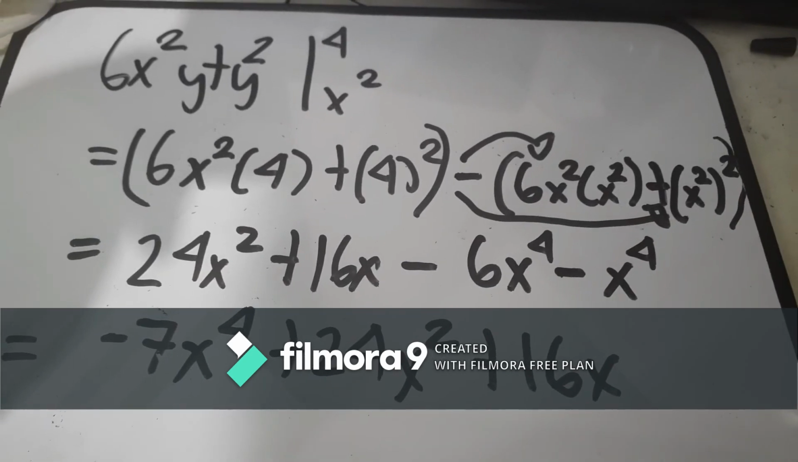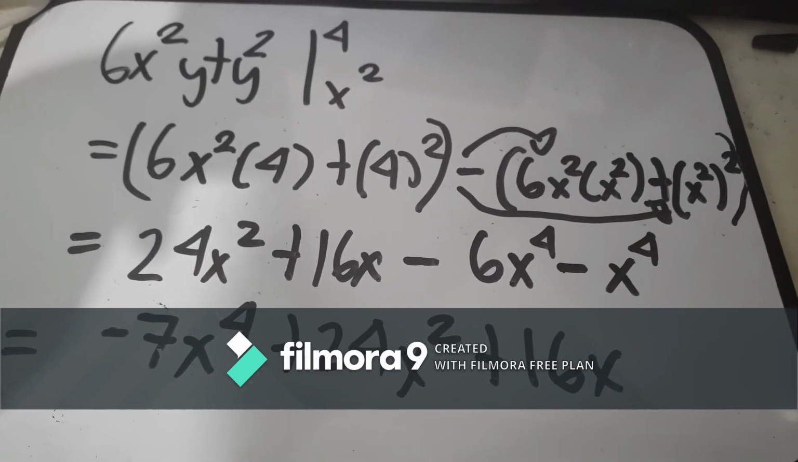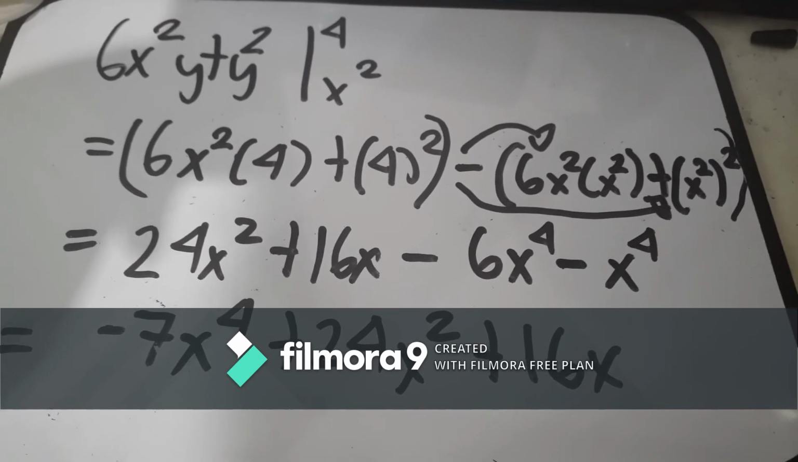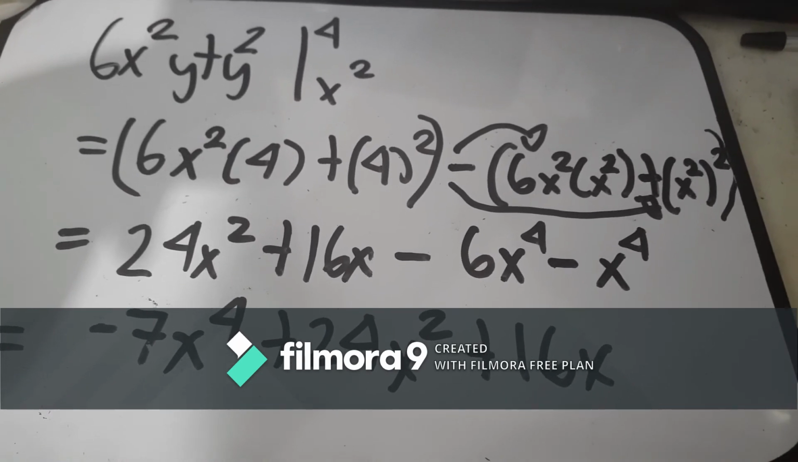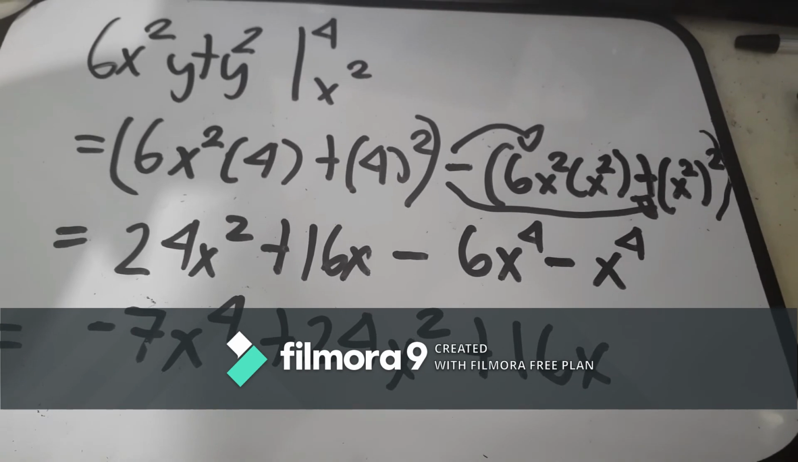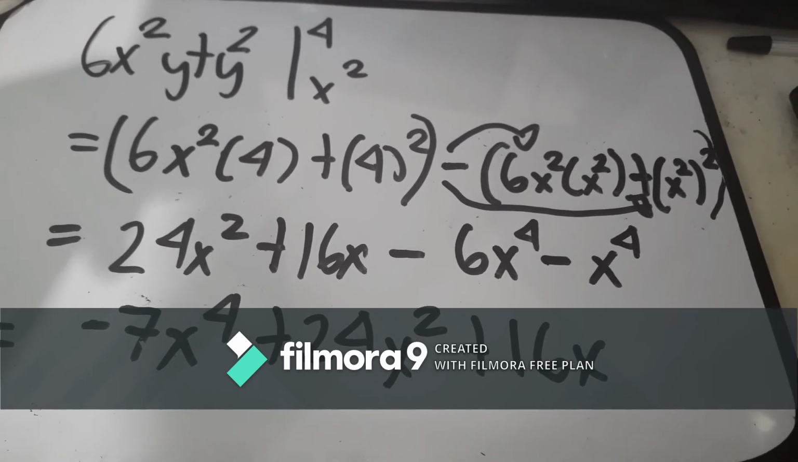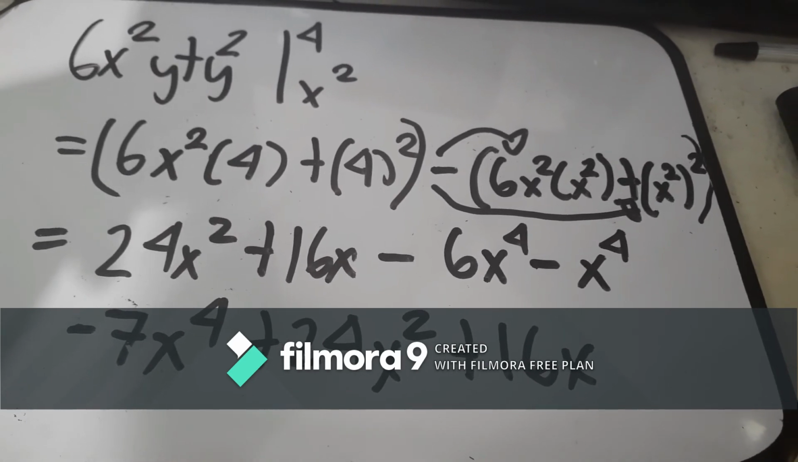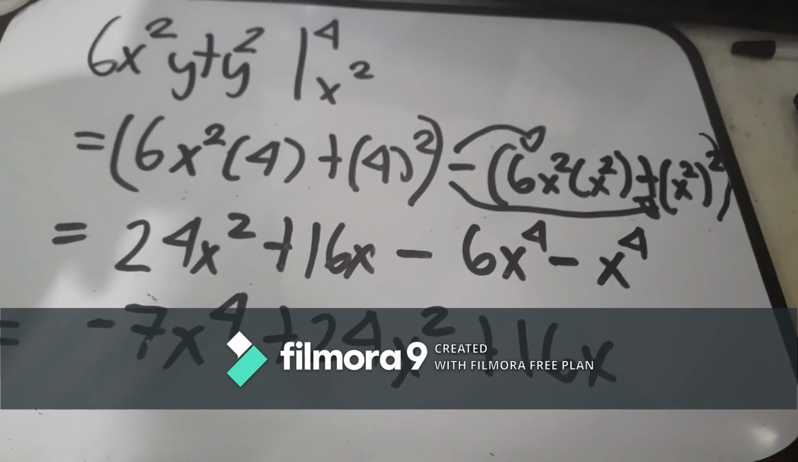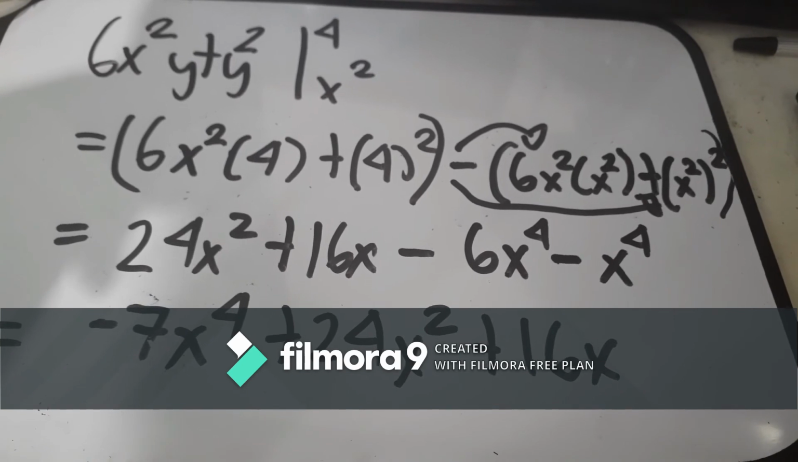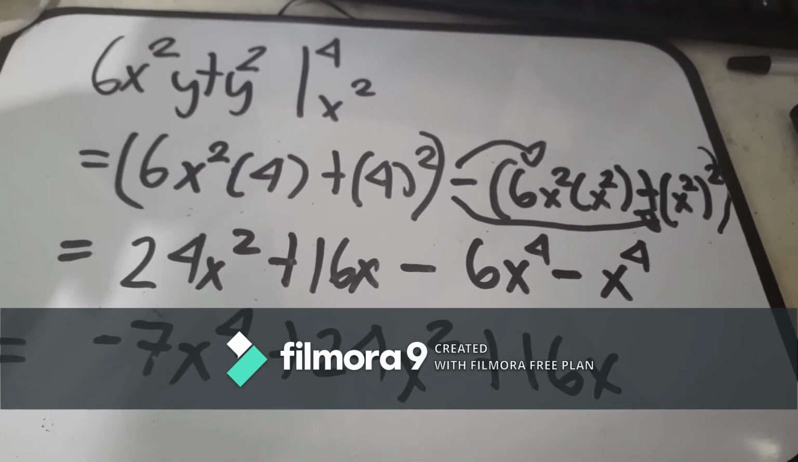To plug in our limits, we need to use the formula FB minus FA. That's why we have 6x to the second power times 4 plus 4 to the second power. On the other side, we have 6x squared times x squared plus x squared to the second power. And before proceeding, you need to distribute the sign.